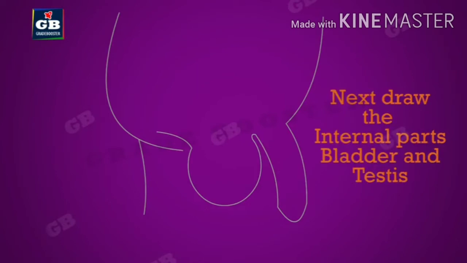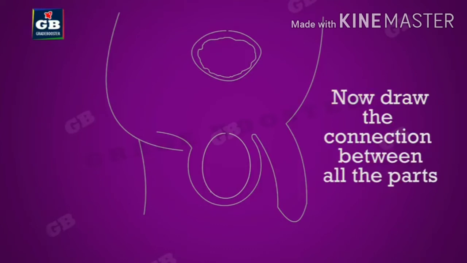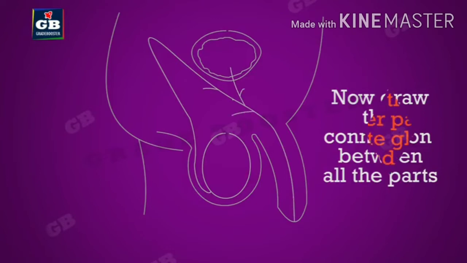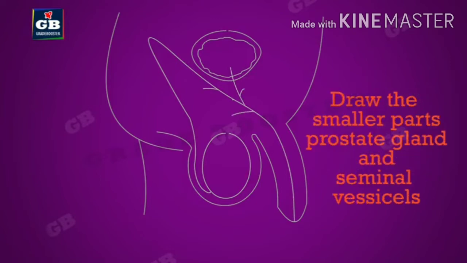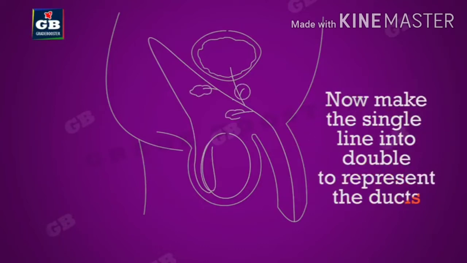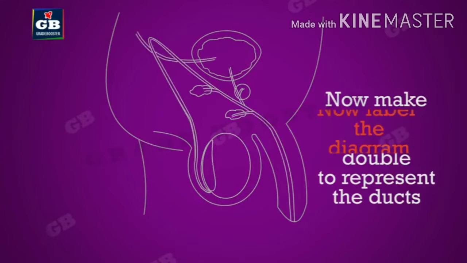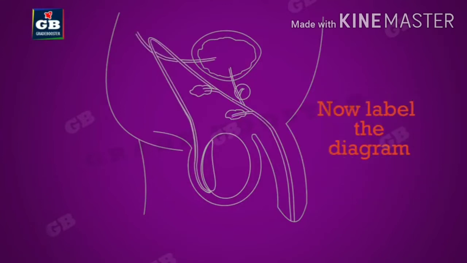Next, draw the internal parts, the bladder and testes, so make a circle, a smaller one as well as a bigger one. Now draw the connection between all the parts. Now connect all the parts by moving a line. Draw a smaller part, the prostate gland and seminal vesicle, in a leaf-like structure. Now make the single line into a double line to represent the duct. Now your diagram is ready.